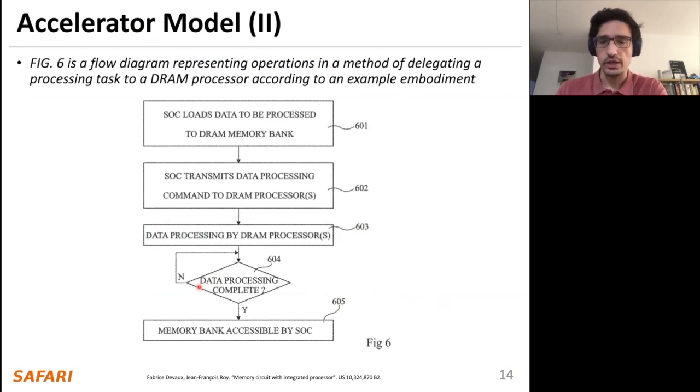And it's actually something that is very well explained in this figure from the patent. In the very beginning, the system on chip, which is the CPU, loads data to be processed to the DRAM memory bank. Then this system on chip transmits the data processing command to the DRAM processor. So it says, okay, you can now start running the kernel. Then the processing takes place on the DPUs. And at some point, the computation will be completed and the memory bank becomes accessible by the SoC.